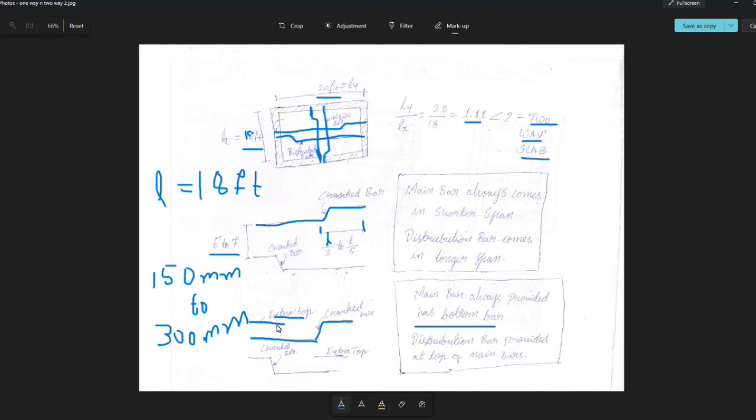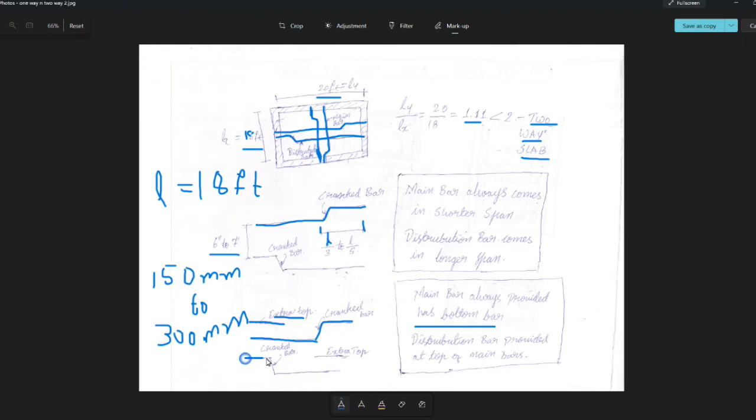So that is one thing. In some cases people will provide this extra top, in some cases they won't. If you provide this extra top, there will be more strength gain. So whenever the load is going to come on it, you can put this extra top if you consider this kind of design.